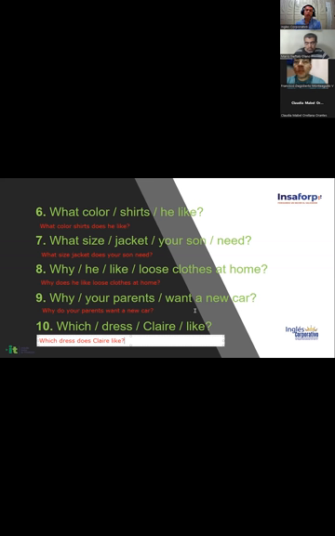Right now, please repeat after me. What color shirts does he like? What size jacket does your son need? Why does he like loose clothes at home? Why do your parents want a new car? Which dress does Claire like?